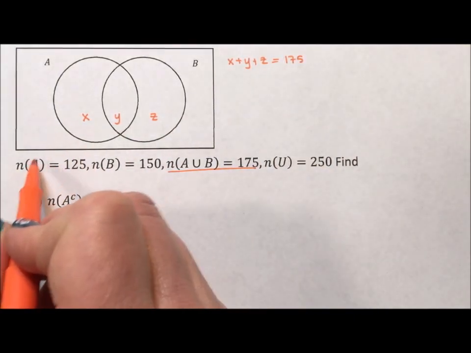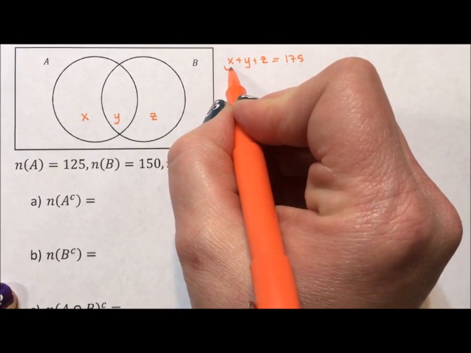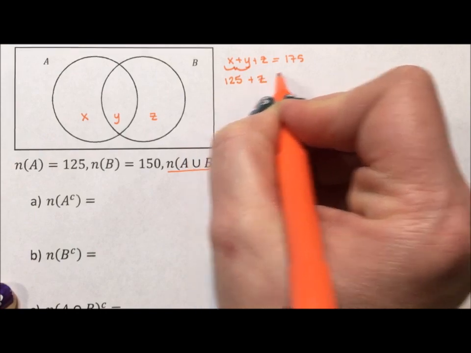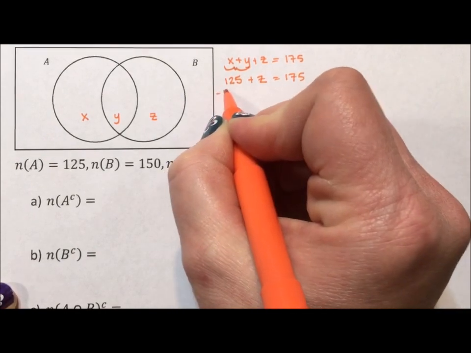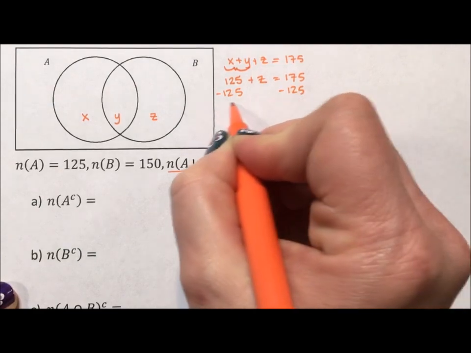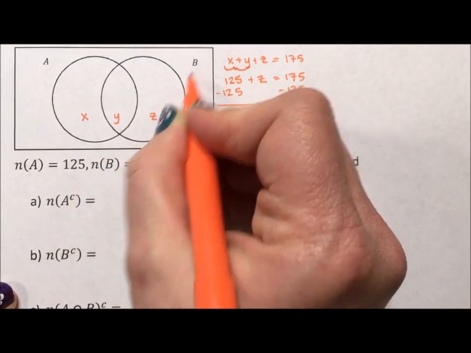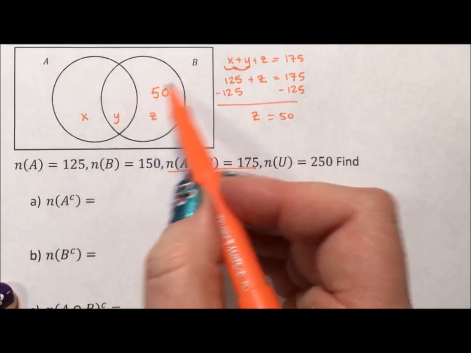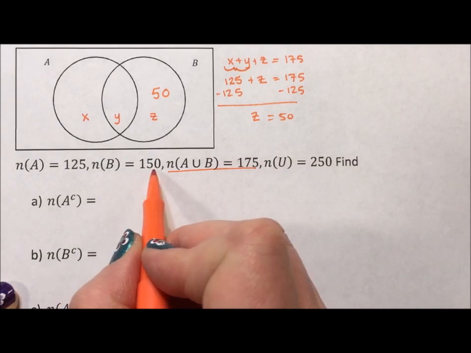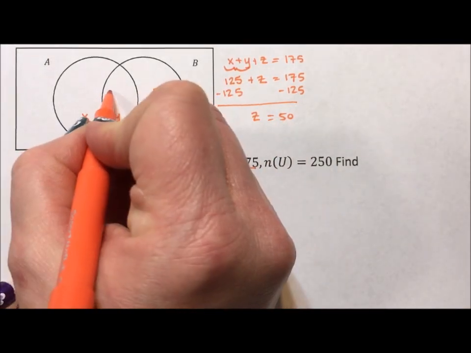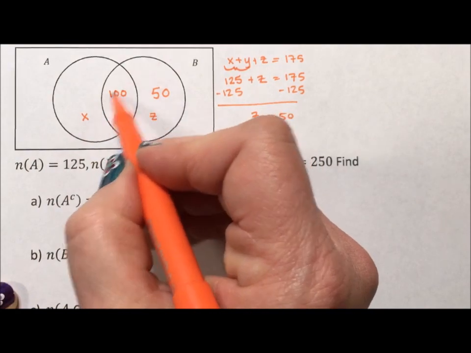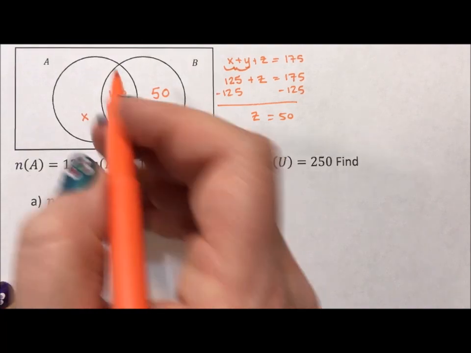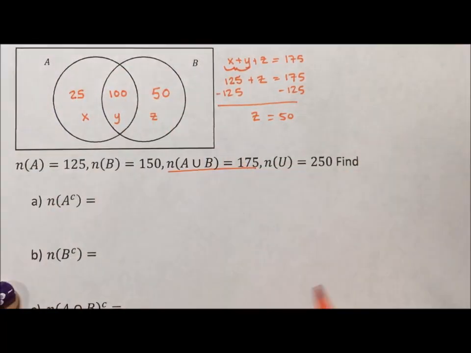Well, now we can come in and, A again is x plus y, which means that this right here is the A. That's 125 plus z is 175. We can subtract the 125 over and find out that z, the piece that belongs to B only, is 50. There are 50 elements in this crescent piece of B. Well, if B is 150 and that's 50, we can subtract to find out that the intersection, the piece that A and B share, has 100 elements. And if A has 125 and the piece they share has 100, A alone has 25 elements.